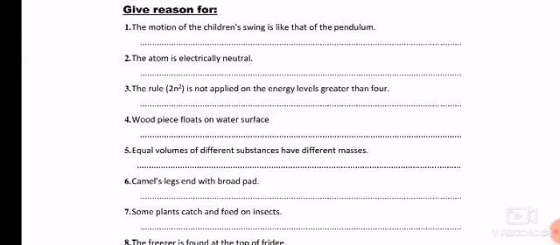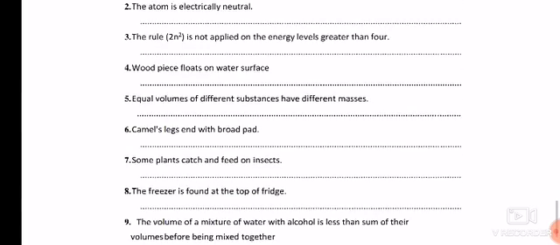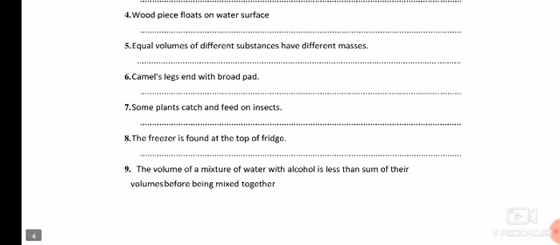Number 4. Why does wood float on the water surface? Because the density of wood is less than the density of water, so it floats. Number 5. Equal volumes of different substances have different masses because of the difference in density. The camel's legs end with broad pads to move on the hot desert sand.